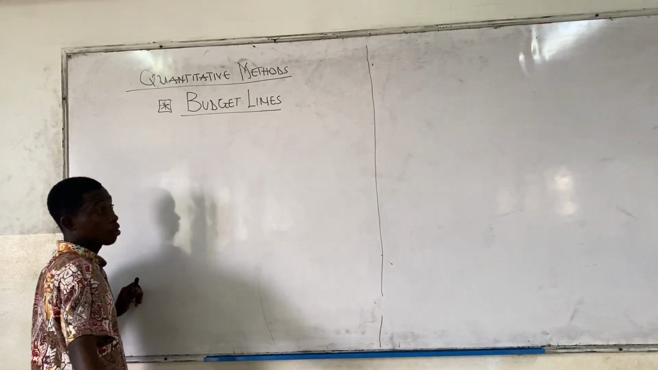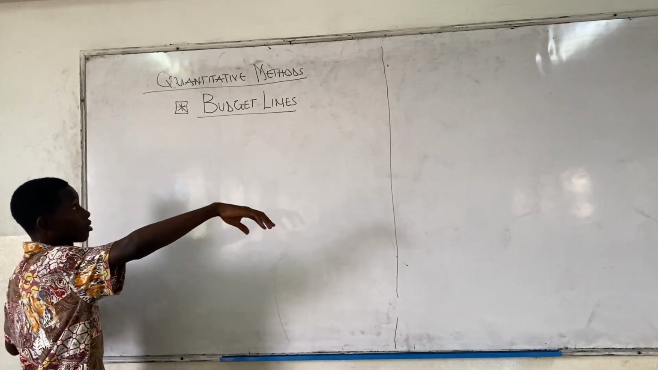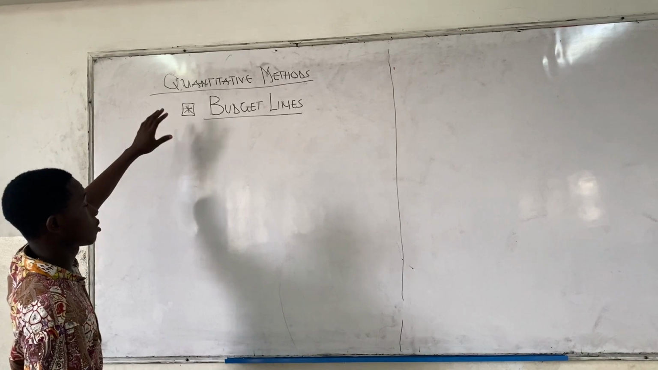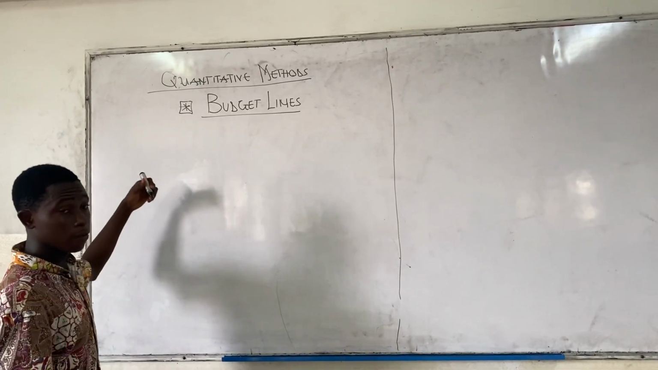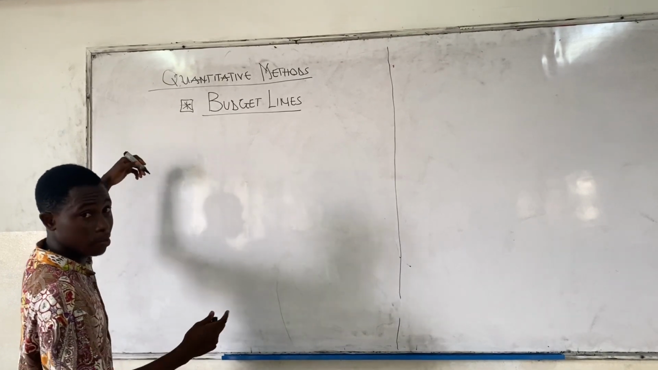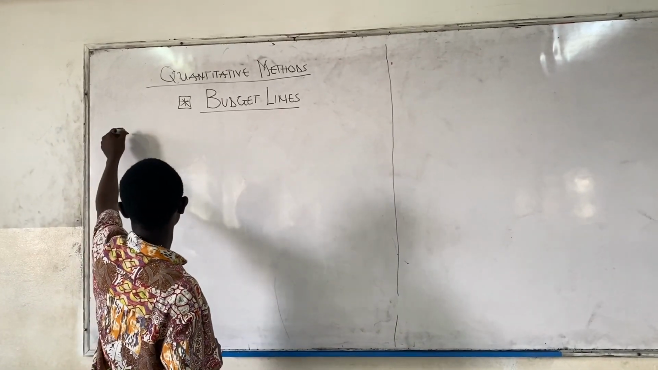So basically we are continuing with the quantitative method. We are beginning with a new lecture on budget lines. When we talk about budget lines, you'll be given various commodities with their respective prices. Let's say commodities.